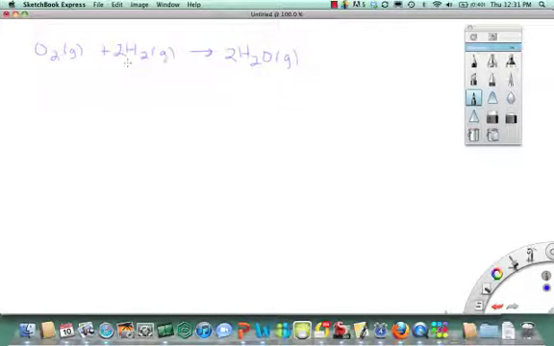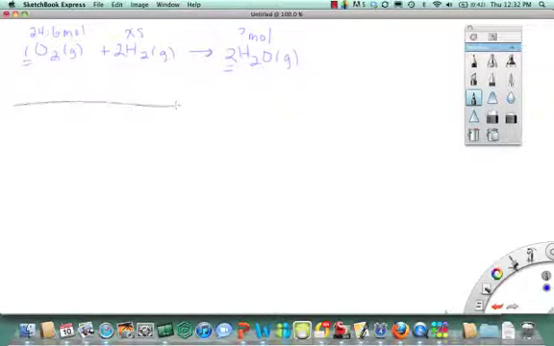Okay, so for our first question, we want to know how many moles of water are produced if, for example, we have 24.6 moles of oxygen and we have excess hydrogen. So we have 24.6 moles of oxygen, and that's a 1 that's understood to be there. For every 1 mole of oxygen, 2 moles of water are produced.